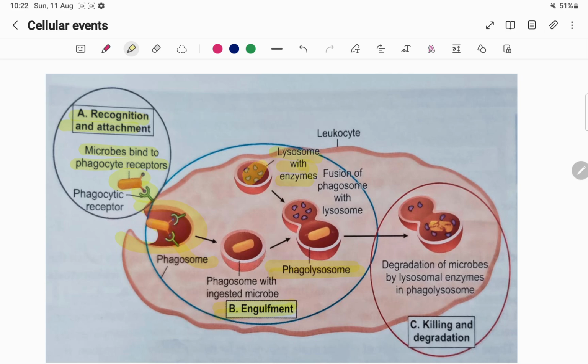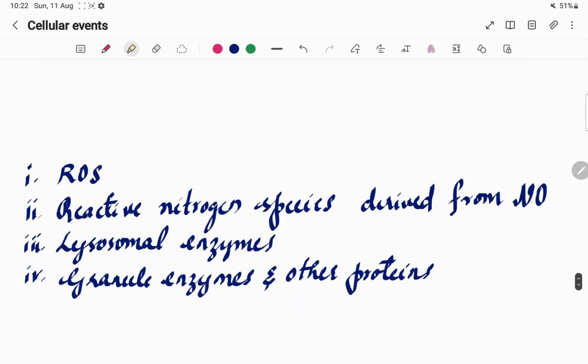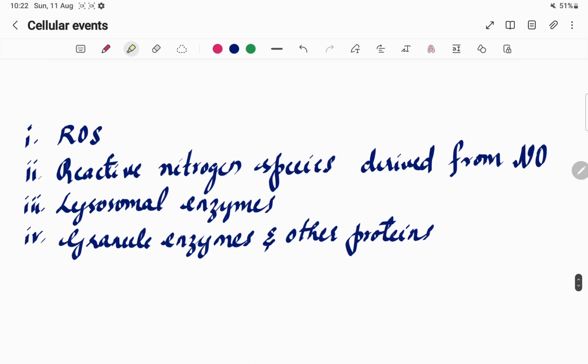Then the lysosome discharges its granules with enzymes, and we move on to the degradation of microbes by these lysosomal enzymes in the phagolysosome, that is the killing and degradation step. So that is what we are going to look at now. And this occurs by 4 things.